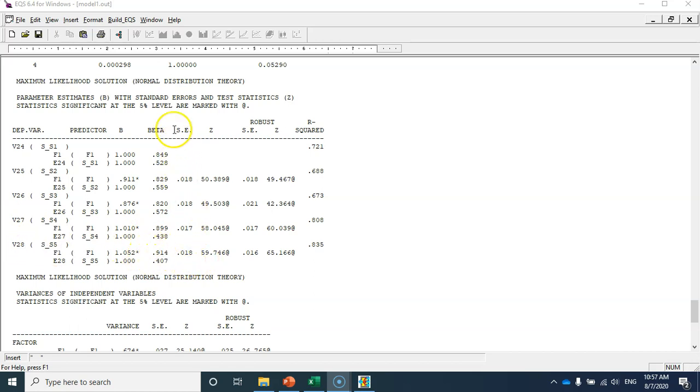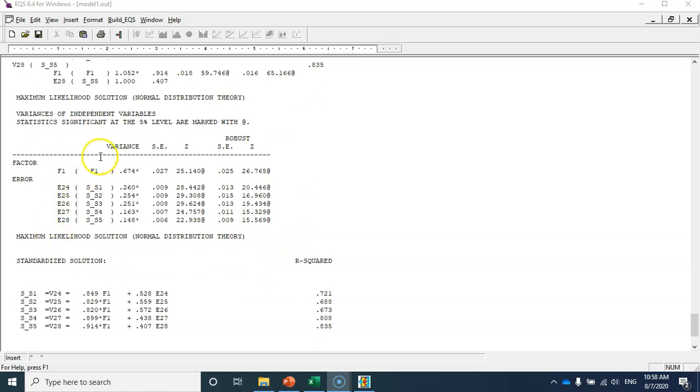Also note that the standard error and the Z statistics based on the traditional maximum likelihood method have been listed here. Given the fact that our data were not multivariate normal, we just ignore these statistics and we will resort to these robust versions of standard error and Z statistic. So in case you would like to report a standard error and Z statistics for factor loadings, you should consider reporting these robust statistics.